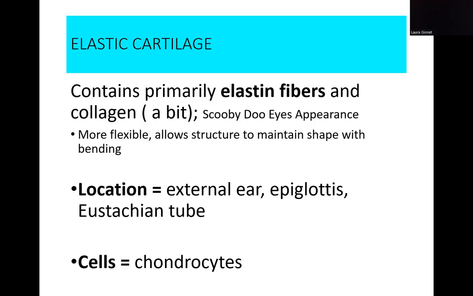So locations are your E locations. We have E elastic cartilage, E elastin or elastic fibers, and E locations: external ear, epiglottis, eustachian tube. Epiglottis is that part in the larynx, in the throat. The eustachian tube we'll see on some models either down in the lab or when we get to the special senses model. It connects the middle ear to the upper part of your throat called the nasopharynx. And the cells we find there are, lo and behold, chondrocytes.